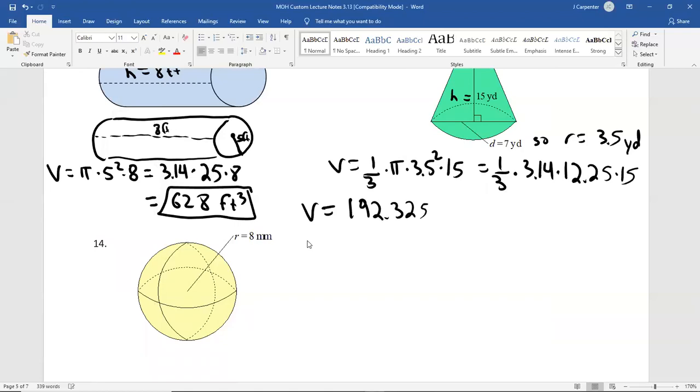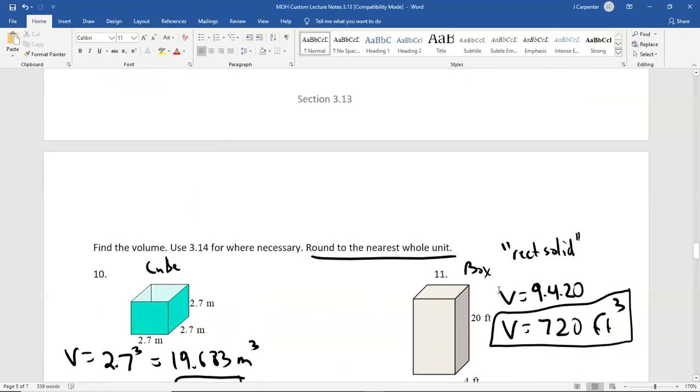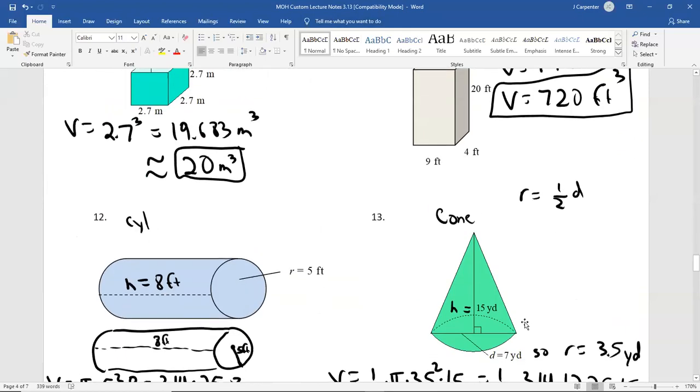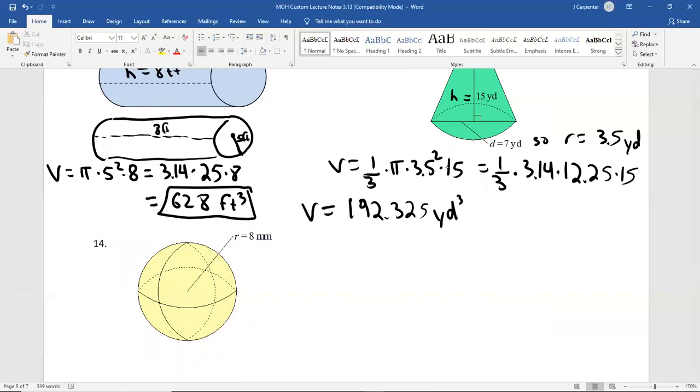And that was originally in yards, so this is cubic yards. If you box this up and ship it out, Connect's going to give you a wrong answer. And it'd suck because you did everything perfectly except you forgot to round. So when you round this to the nearest whole, the 0.3 says round down, it's 192 cubic yards.